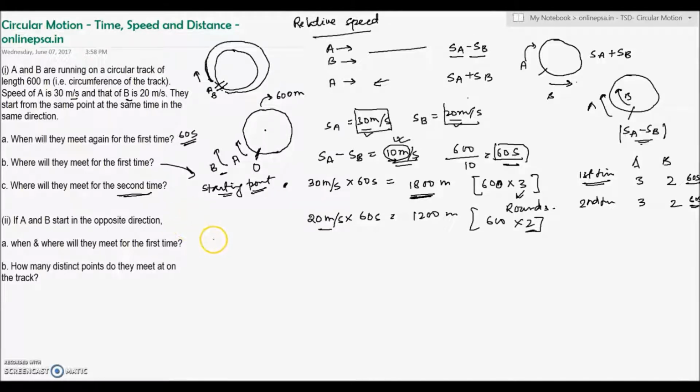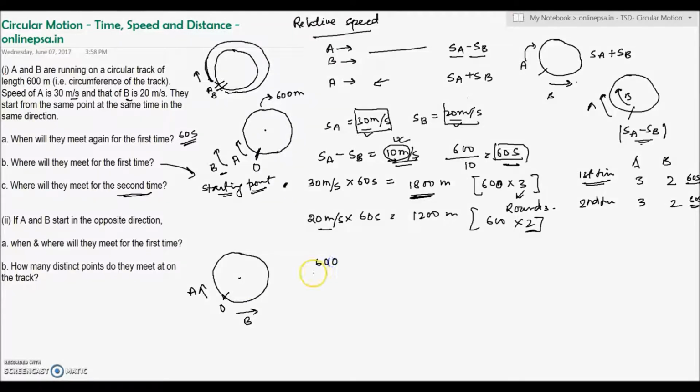Next question says, if A and B start in the opposite direction, when and where will they meet for the first time? So let us see the case of opposite direction. This is the starting point. A starts like this in this direction and B starts like this. A speed is 30 and B speed is 20. So you can see that together they are trying to cover the entire circle. So where will they meet and after how much time will they meet?